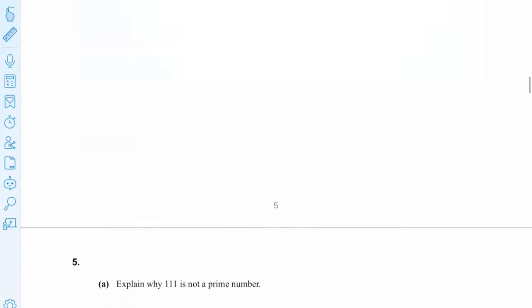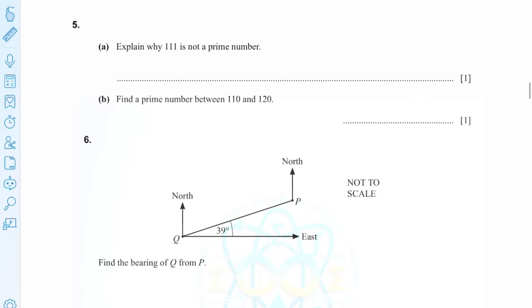Okay, go to the next question please. Question number 5 is given: 111 is not a prime number. Always remember, a prime number means we have only two factors. For example, I'm just giving an example. Now tell me why 5 is a prime number? Because 5 has only two factors: the number itself and 1.